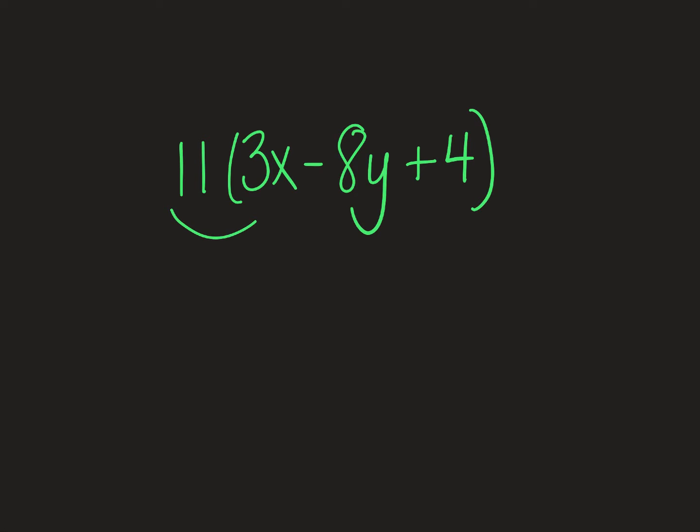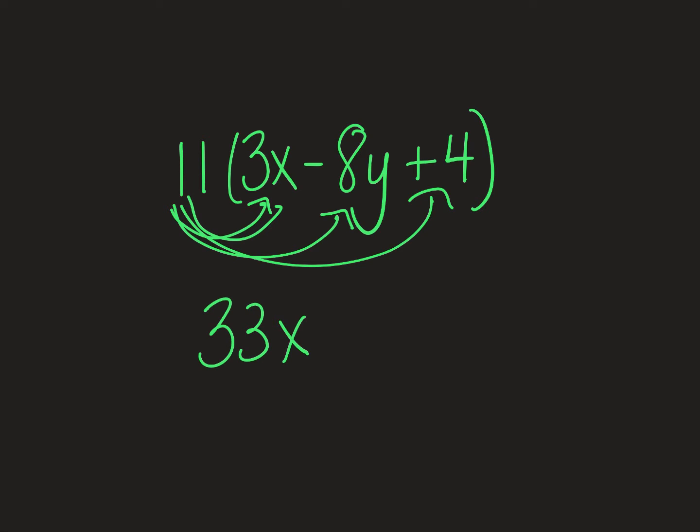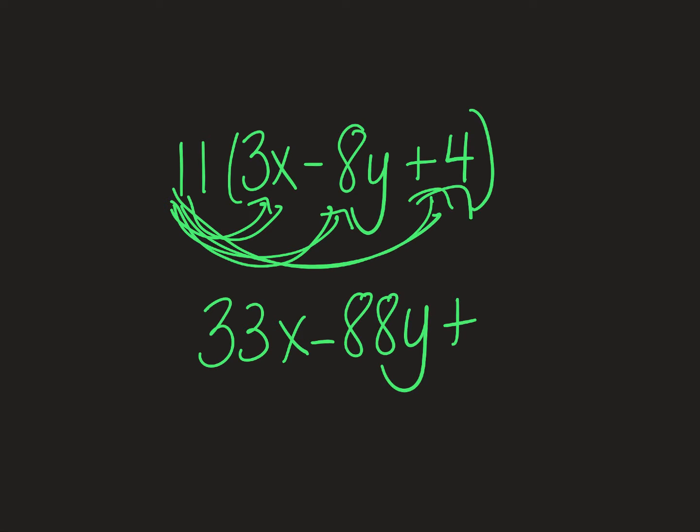Remember, you're multiplying. That's a very big number that's probably wrong. Everybody look up here, okay? 11 times 3x is what? 33x. 11 times 8y is what? 88y. 11 times 4 is 44.